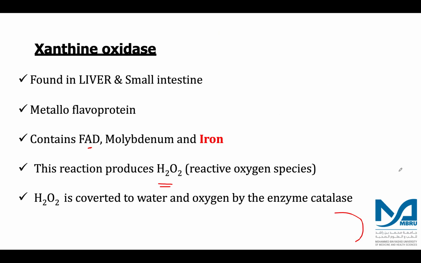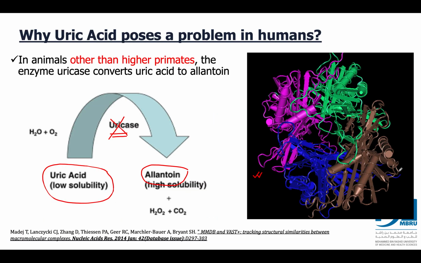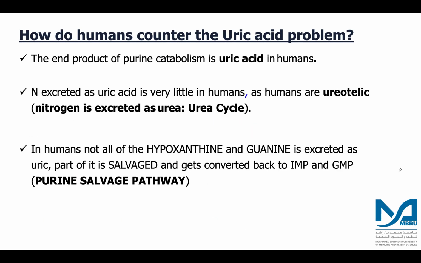Now, one way that the humans have countered the uric acid problem is that nitrogen is not excreted as uric acid in humans. In case of humans, nitrogen is converted to urea, and the process that is involved in the conversion of nitrogen to urea is the urea cycle, and we have talked about this in the course of biochemistry.